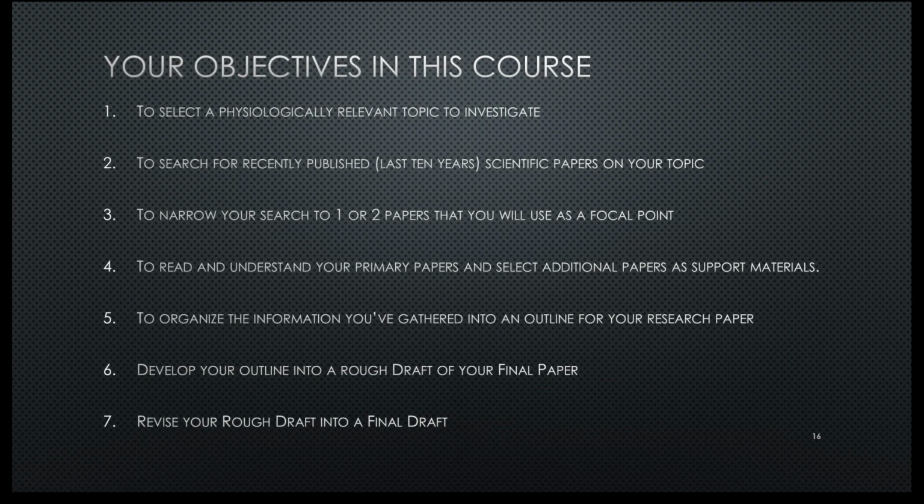So, to review, you'll select a physiologically relevant topic. You'll search for recently published scientific papers on your topic. Narrow your search to one or two primary papers. That will be your focal point. You'll read and understand your primary papers and select additional research reports as support materials. You'll organize this information into an outline, develop your outline into a rough draft, and revise your rough draft into a final draft. And that will be our semester.